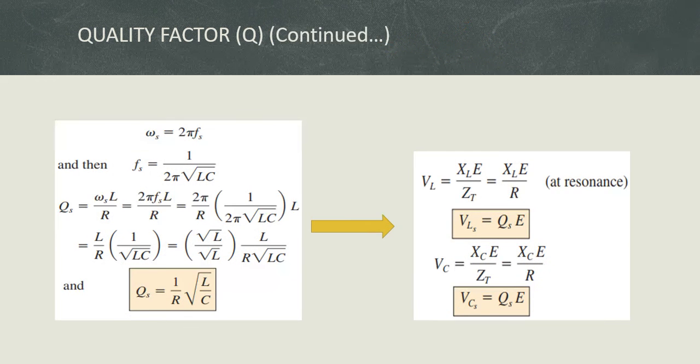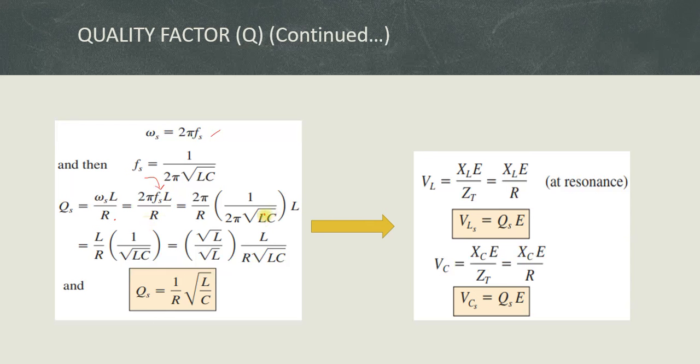Here I am already told that omega s is equal to 2 pi fs, and this is the resonance frequency. Fs is equal to 1 divided by 2 pi into square root of LC. We know that Qs is equal to omega s L divided by R. Therefore 2 pi fs into L divided by R, if I substitute this fs value into this equation.